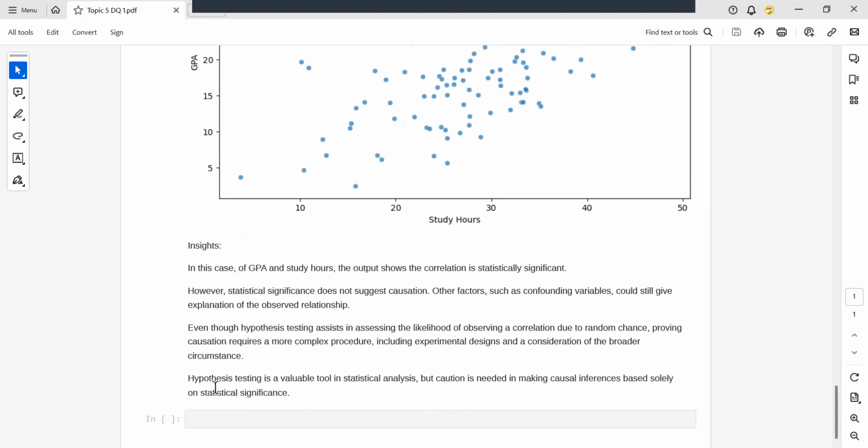And although hypothesis testing is valuable in statistical analysis, caution is needed in making causal inferences based only on statistical significance.